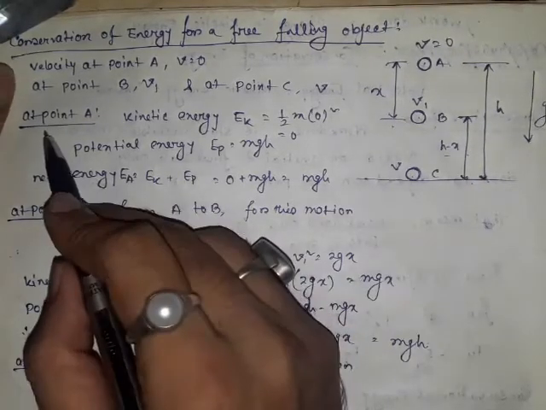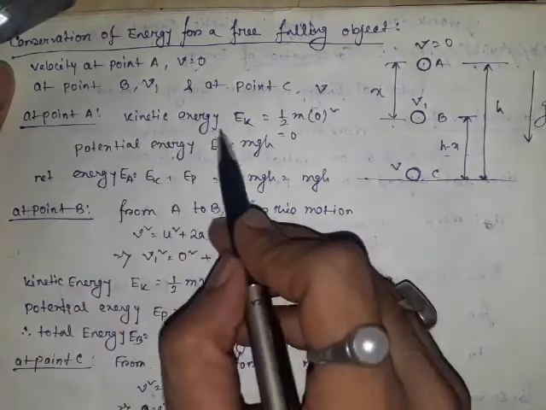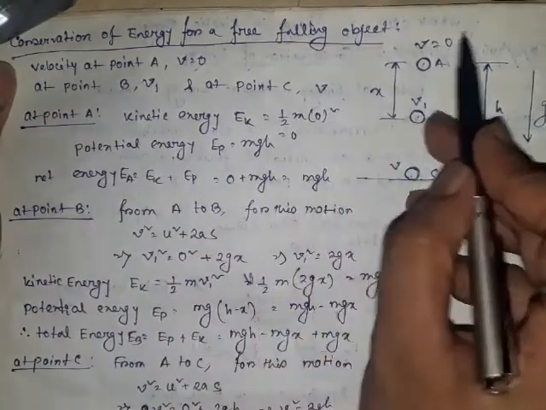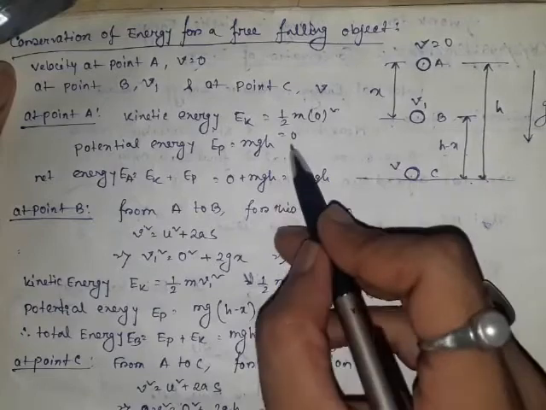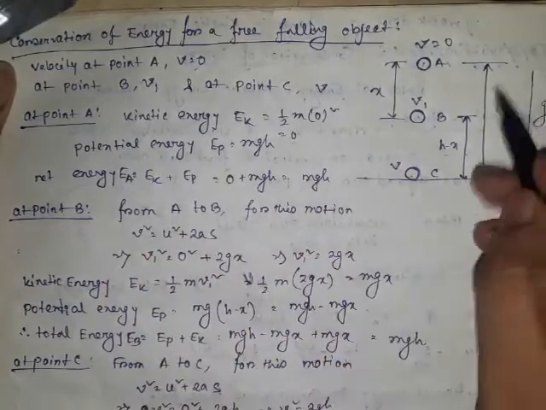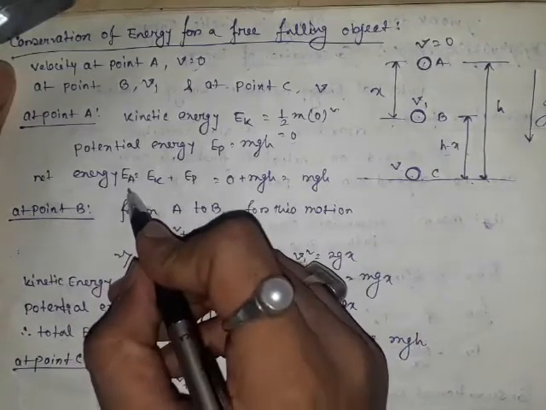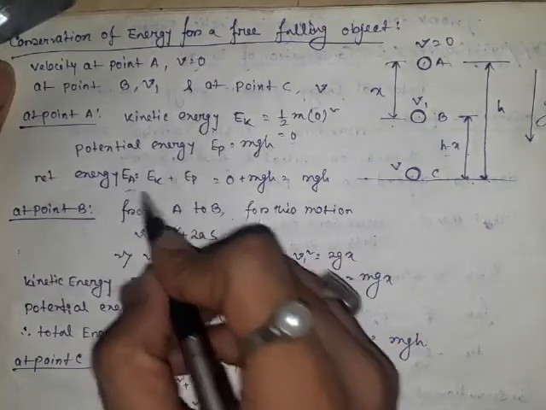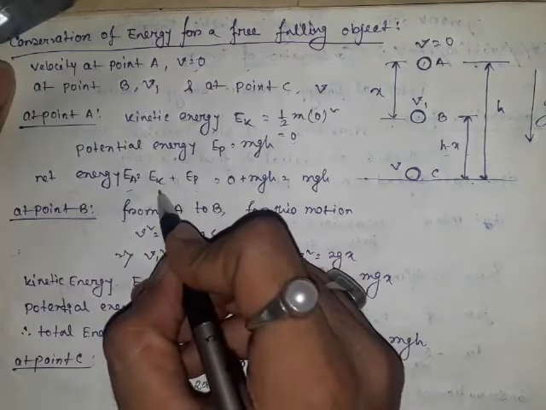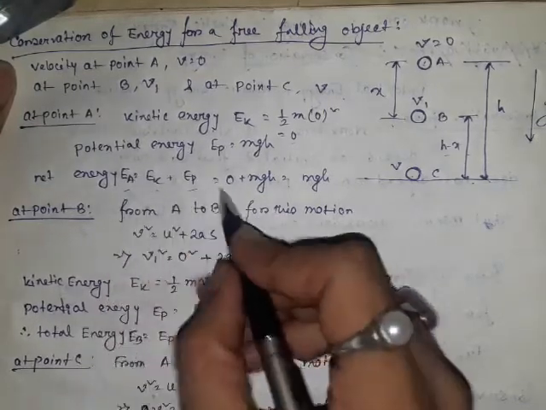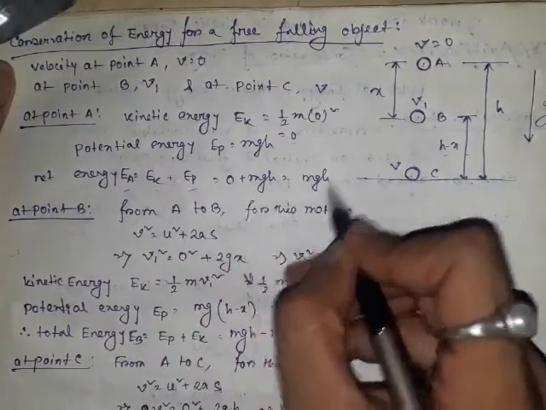Okay, so let's start. At A, the kinetic energy will be half of m times 0 squared, since the velocity is 0, so that is 0, and the potential energy will be mgh, since the height is h. That means the total energy at A, denoted E suffix A, is Ek plus Ep. Ek is your kinetic energy and Ep is your potential energy. So 0 plus mgh is mgh.